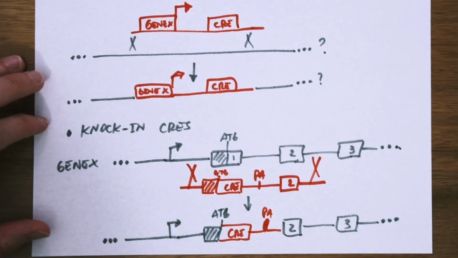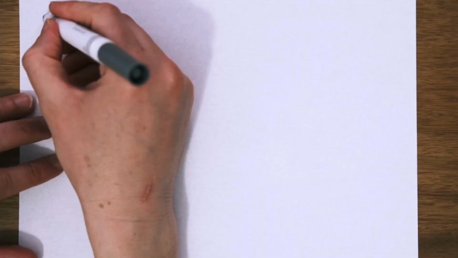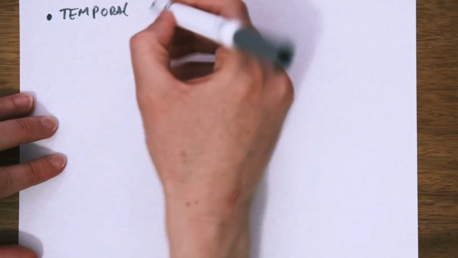In addition to the tissue-specific Cres, we can also control the temporal expression of the Cres. The most common way to achieve this is to use the ERT2 Cre fusion protein. Let me show you how it works. So let's talk about temporal Cres.